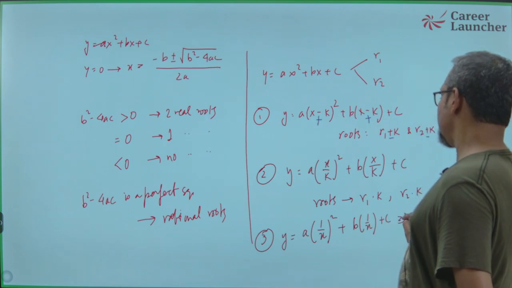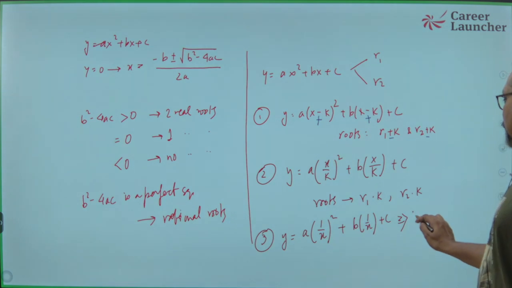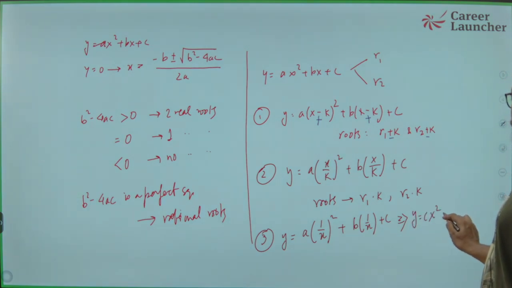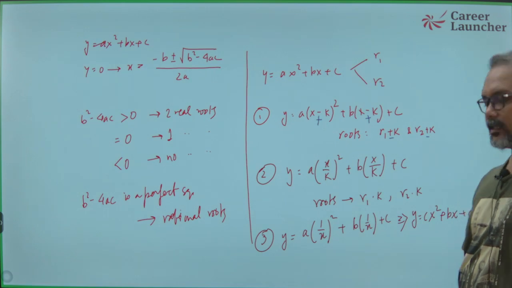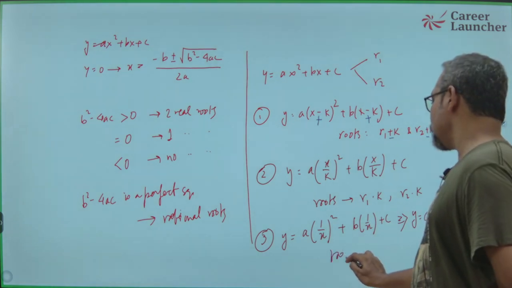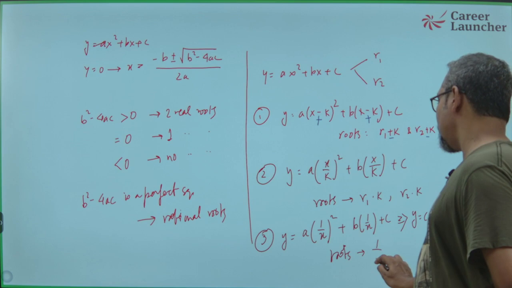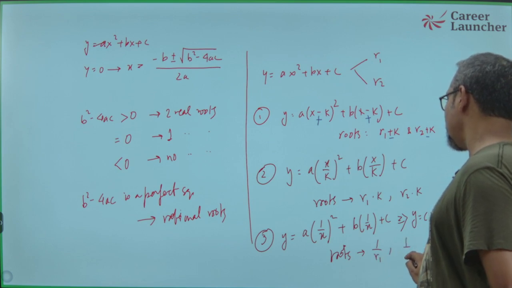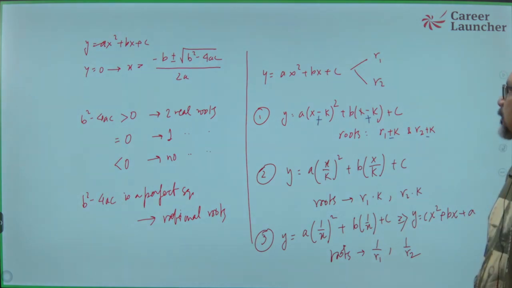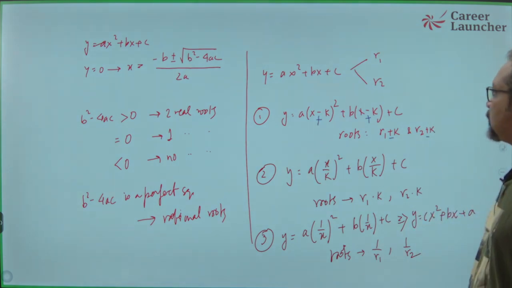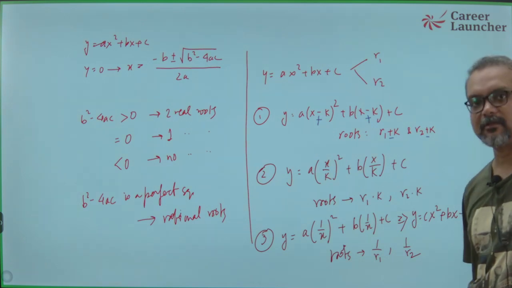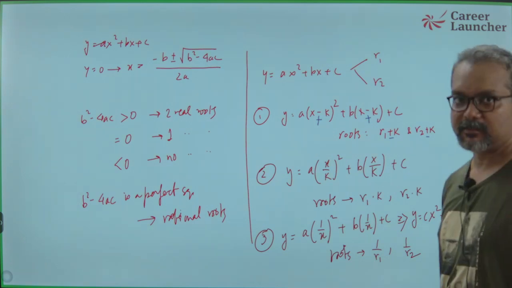this basically translates to the equation becoming cx squared plus bx plus a, meaning that we have just swapped the coefficients a and c. Then my roots would become 1 by r1 and 1 upon r2. So these are the 3 rules for modification of roots. This is the basic idea on which more or less 99% of all quadratic equation questions will be based on. Thanks for watching.